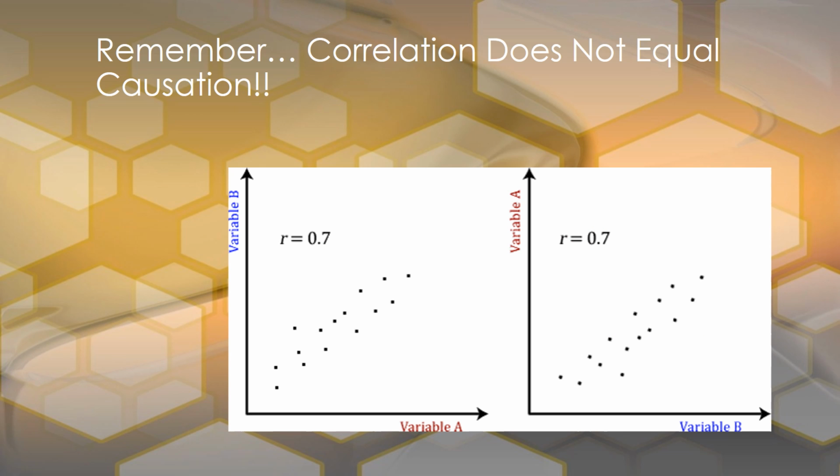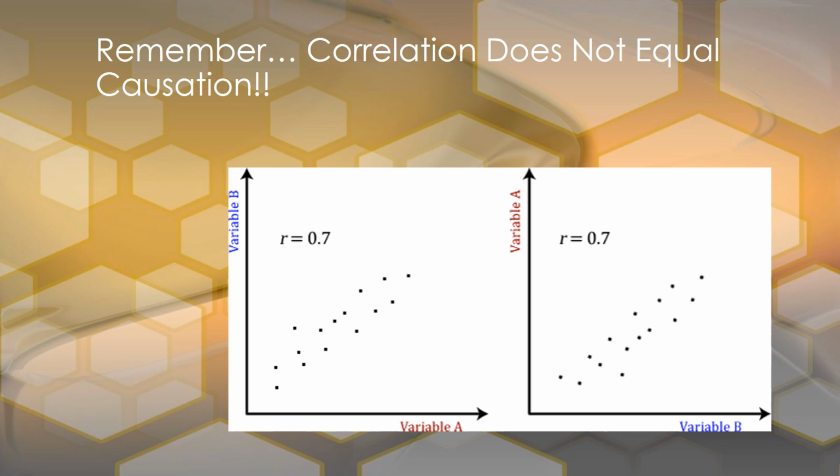So remember, correlation does not equal causation. So here we have two scatter plots, and on the first one we have variable A on the x-axis and variable B on the y-axis. We have a correlation of 0.7. And on the second scatter plot we have variable B on the x-axis and variable A on the y-axis. And we still have a correlation of 0.7, so it doesn't matter which way you put it or do the math, you'll get the same correlation, right? The math doesn't distinguish between the x and the y variable, really.